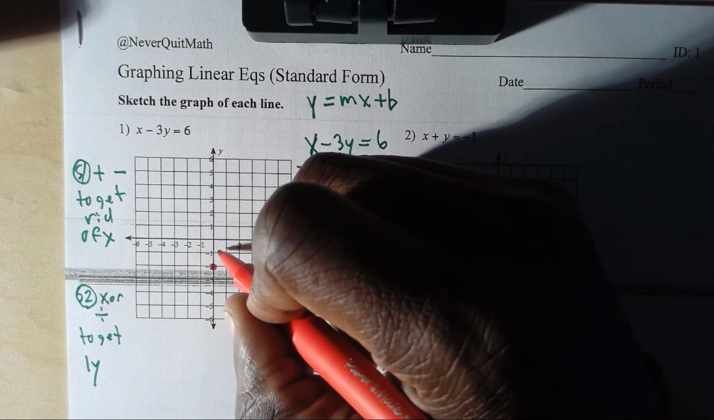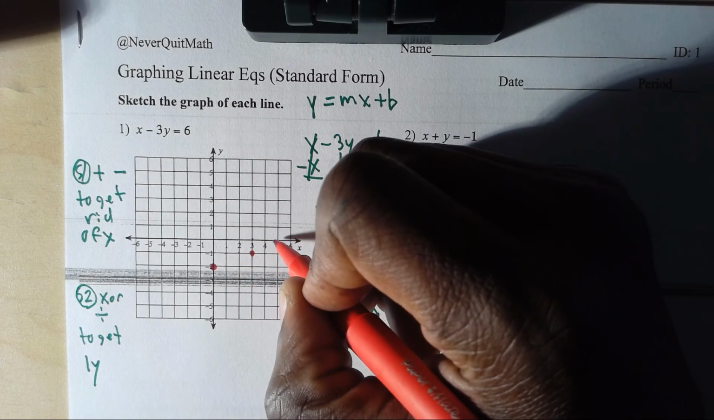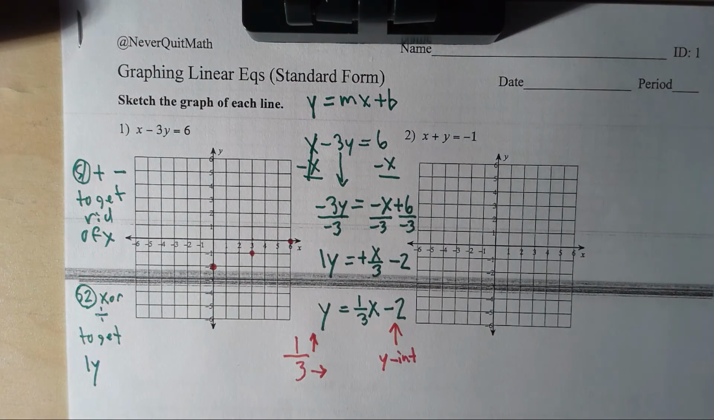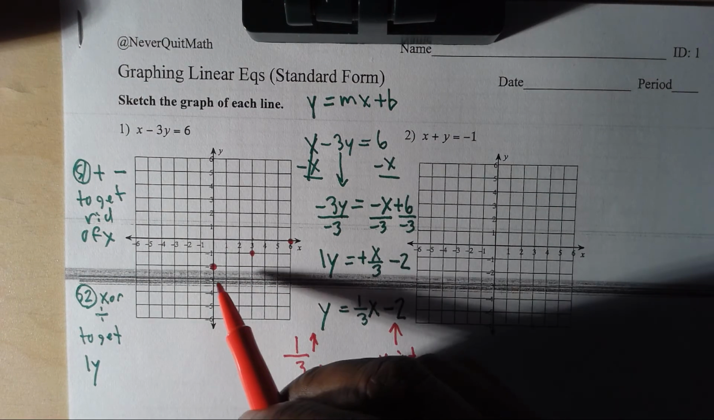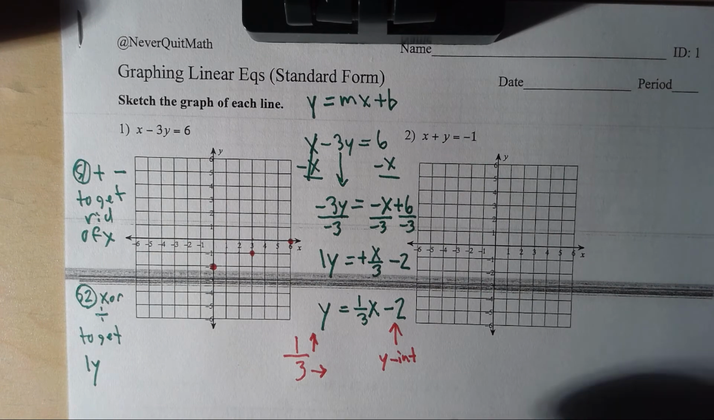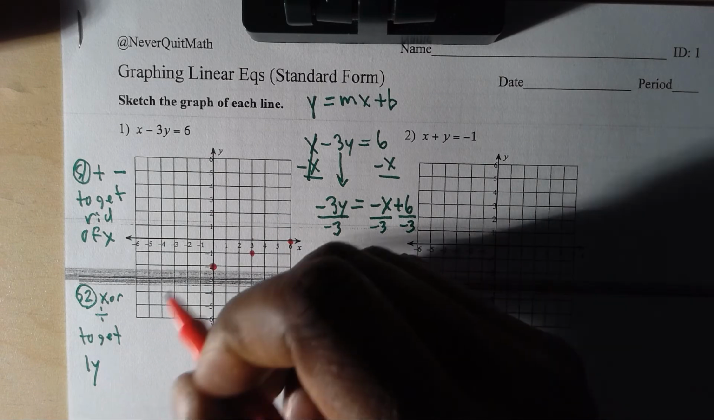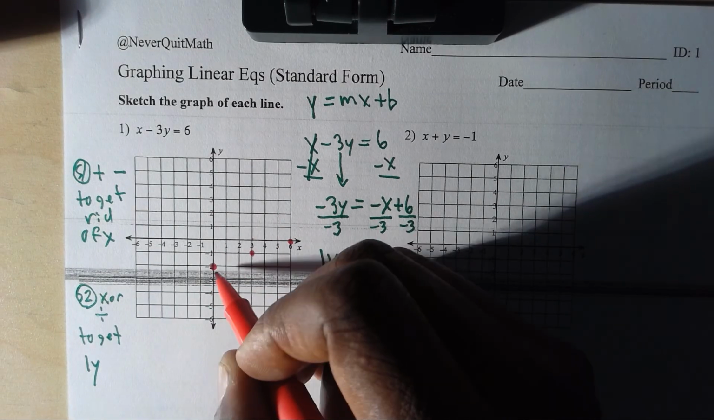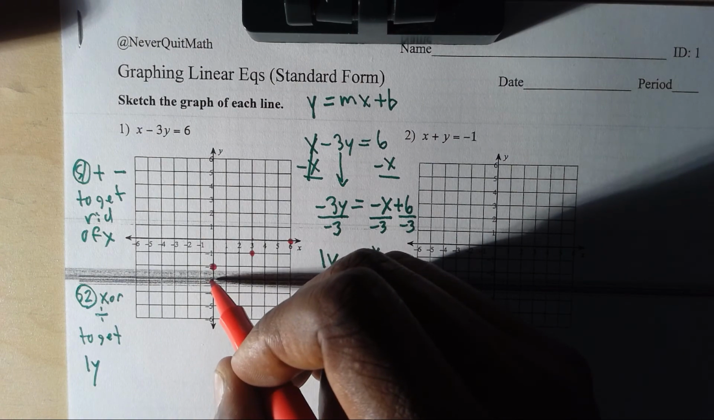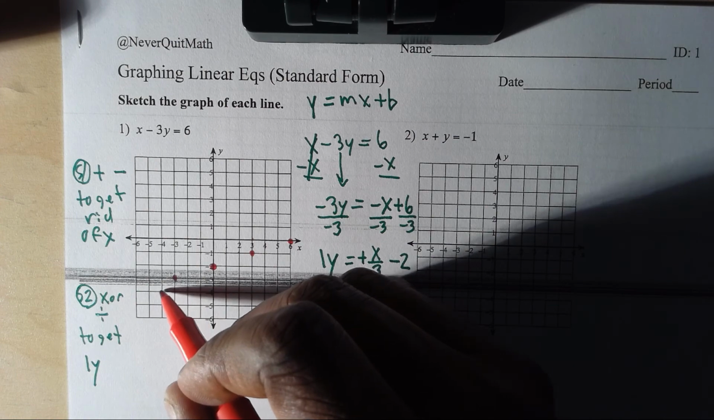Up 1, over 1, 2, 3. Up 1, over 1, 2, 3. Obviously, if you have a ruler, you can probably just plot 2 points and that would be enough to be accurate. I don't necessarily have a ruler on me now, so to be accurate I'm going to keep plotting points for as long as the graph extends. So in the same way we go up 1 over 3, if I'm going backwards, I'm going to go down 1 and then back 1, 2, 3. Down 1 and then back 1, 2, 3.